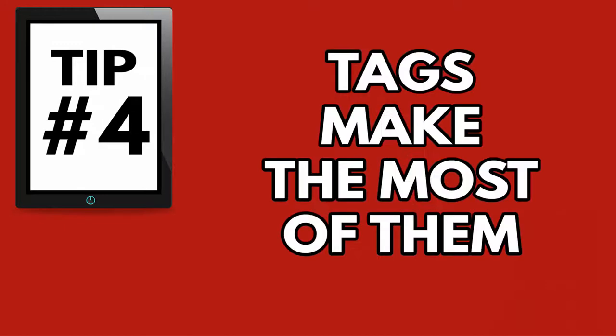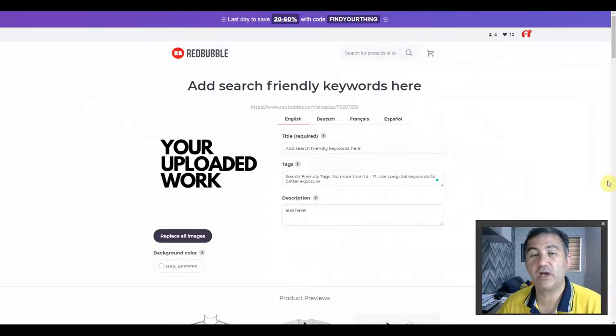pertains to your tags. And as we stated earlier before, it's very important that your tags are search friendly. Try not to put more than 17 tags per listing. So anywhere between 14 and 17 tags, okay, is a healthy number to use. And as I've stated before in prior videos, try to use long tail keywords, okay?